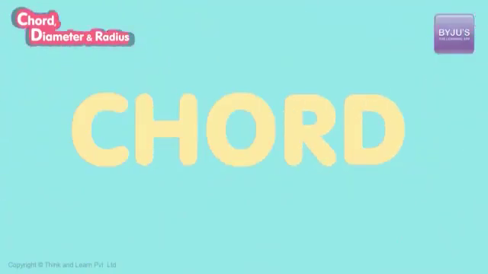So, I have a circle here. Now, if I take two random points on the circle and join them using a line, it's a special line because it's inside the circle. And when something is special, we give it a name. We call it the chord of the circle.